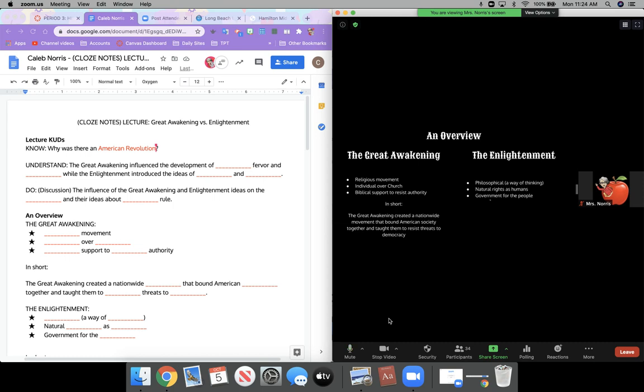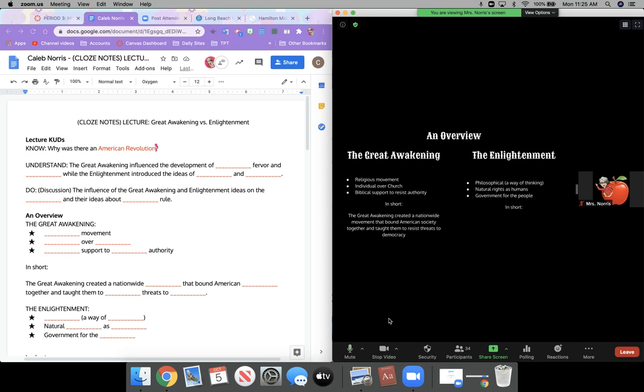Government is for the people. That was an Enlightenment idea. The people don't work for the government; the government works for the people. The government protects the natural rights of the people. This is an Enlightenment idea that today in 2020 we have strong belief in as well.